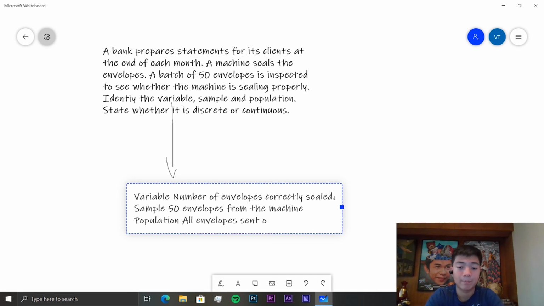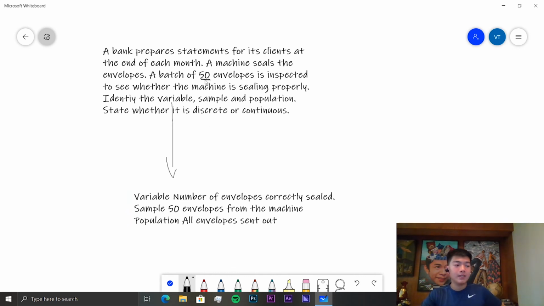And whether the variable is discrete or continuous, well, it's clearly discrete because we're counting envelopes. 50 envelopes is something we can physically count, and there's a finite limit to how accurately you can measure that. You can't say that 48.528 envelopes were correctly sealed. You can only say the natural numbers, really. And so there's a limit to how accurate you can be, so therefore the data is discrete.